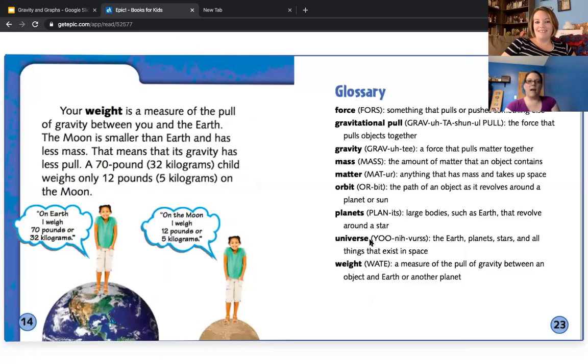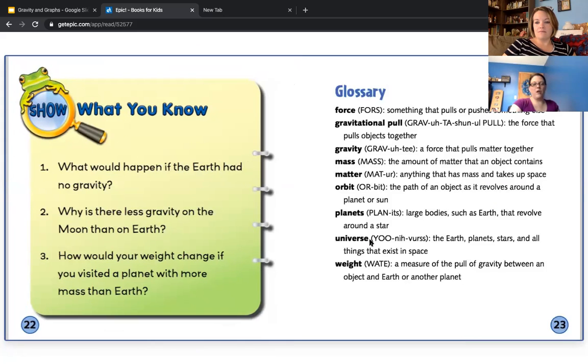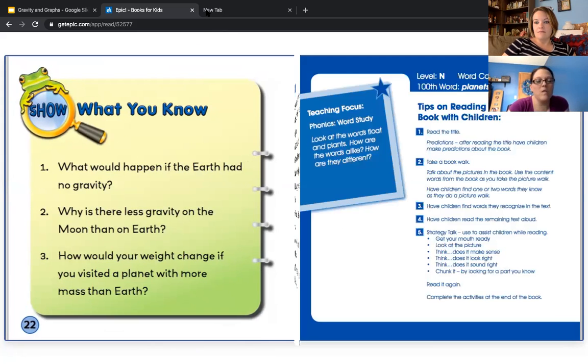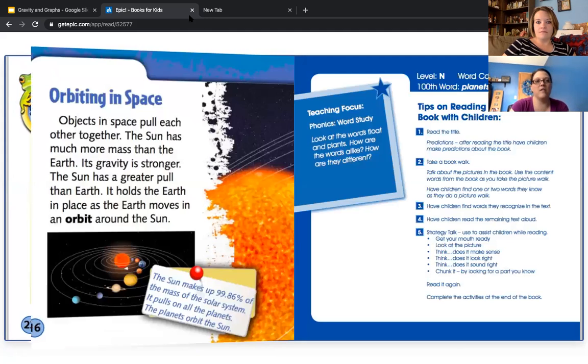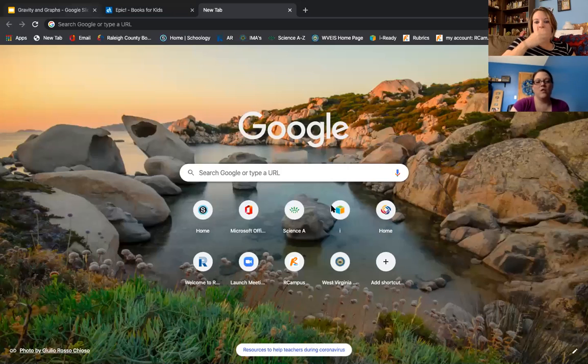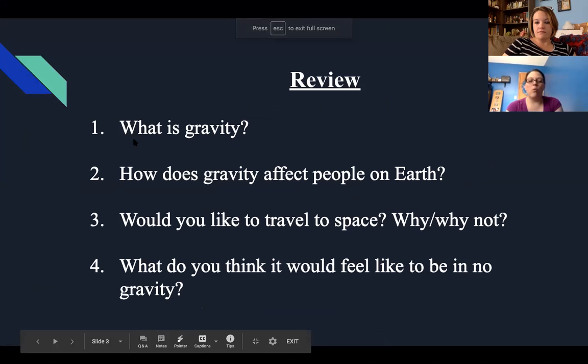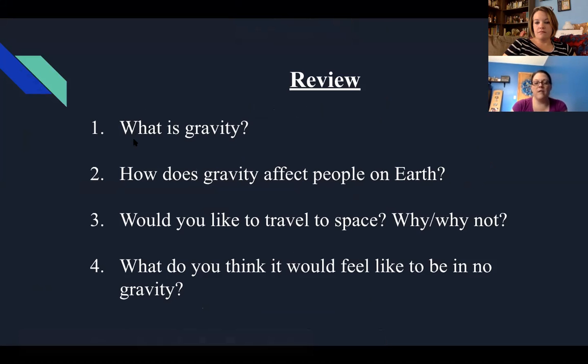Alrighty. Guys, there's a glossary in the very back of the book for your new vocabulary words. So on your slides that you're going to see, you're going to need to have those, okay? So review questions. What is gravity? The book told you what is gravity, so if you don't remember, pull up Epic and go to that book and you'll find the answer. Question 2 says, how does gravity affect people on Earth? In the book, it'll tell you that, okay?